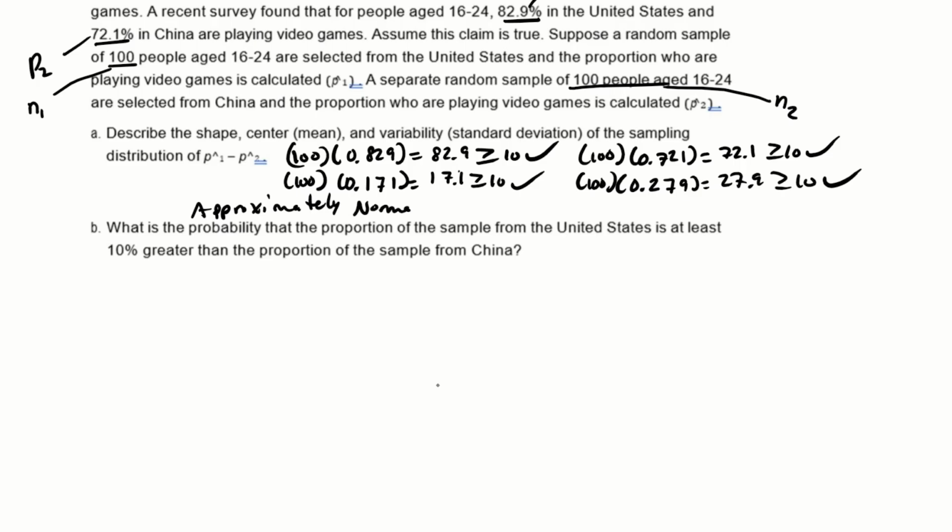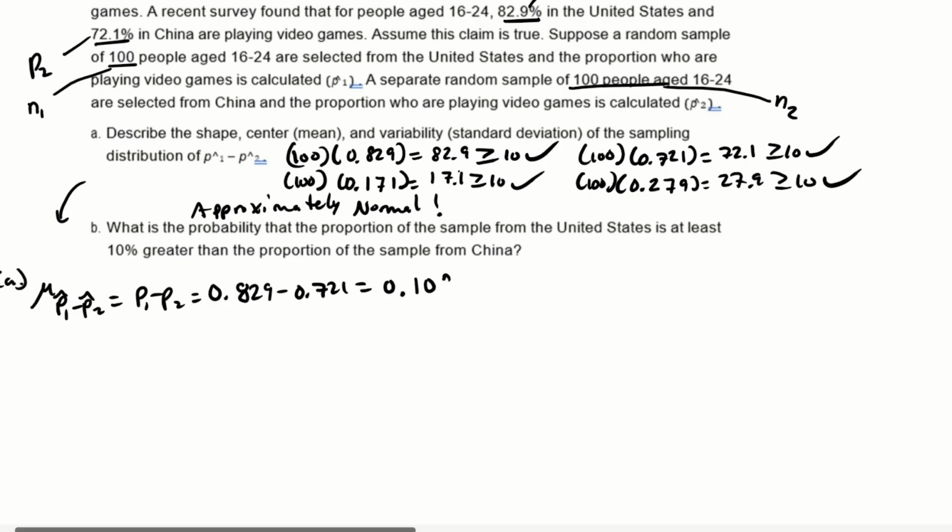All right, so we're going to continue with A here as well. The mean of p hat 1 minus p hat 2 is p1 minus p2. So you're going to take the US number minus the China number. Then the mean is going to be 0.108, so 10.8%.